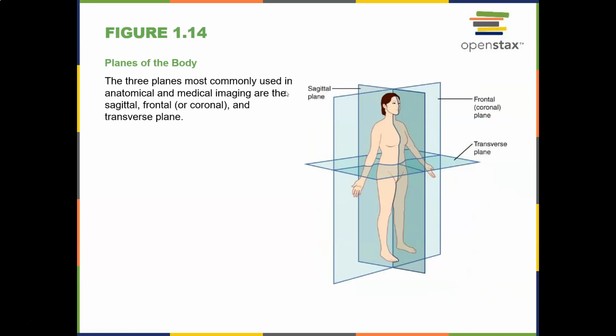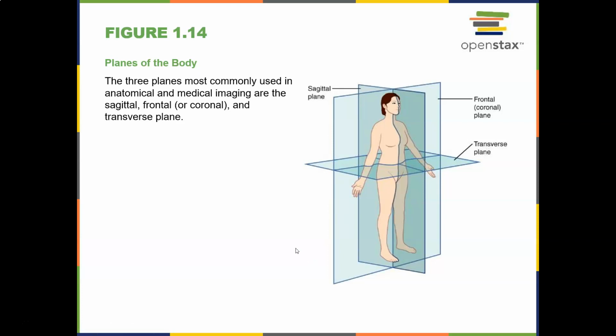The 3 planes most commonly used in the anatomical and medical imaging are sagittal, frontal, and transverse. So make sure you know these. Now the planes are different than the axes. So the sagittal plane, that's the sagittal plane. You have the transverse plane, and then the frontal plane.